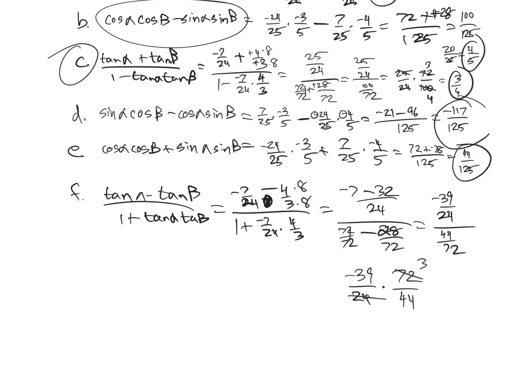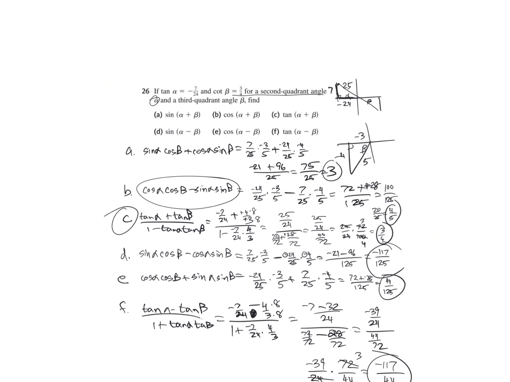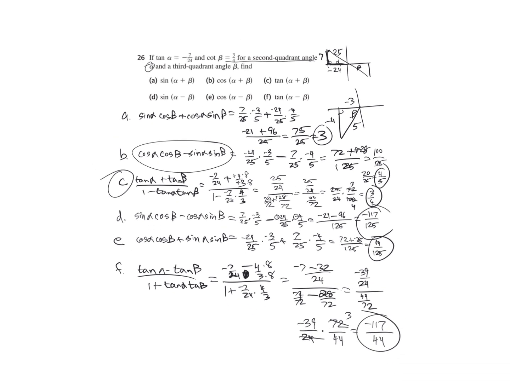That's 3. And 39 and 44 doesn't reduce by anything. So 3 times 39 is negative 117 all over 44. And those should be your answers for 26.